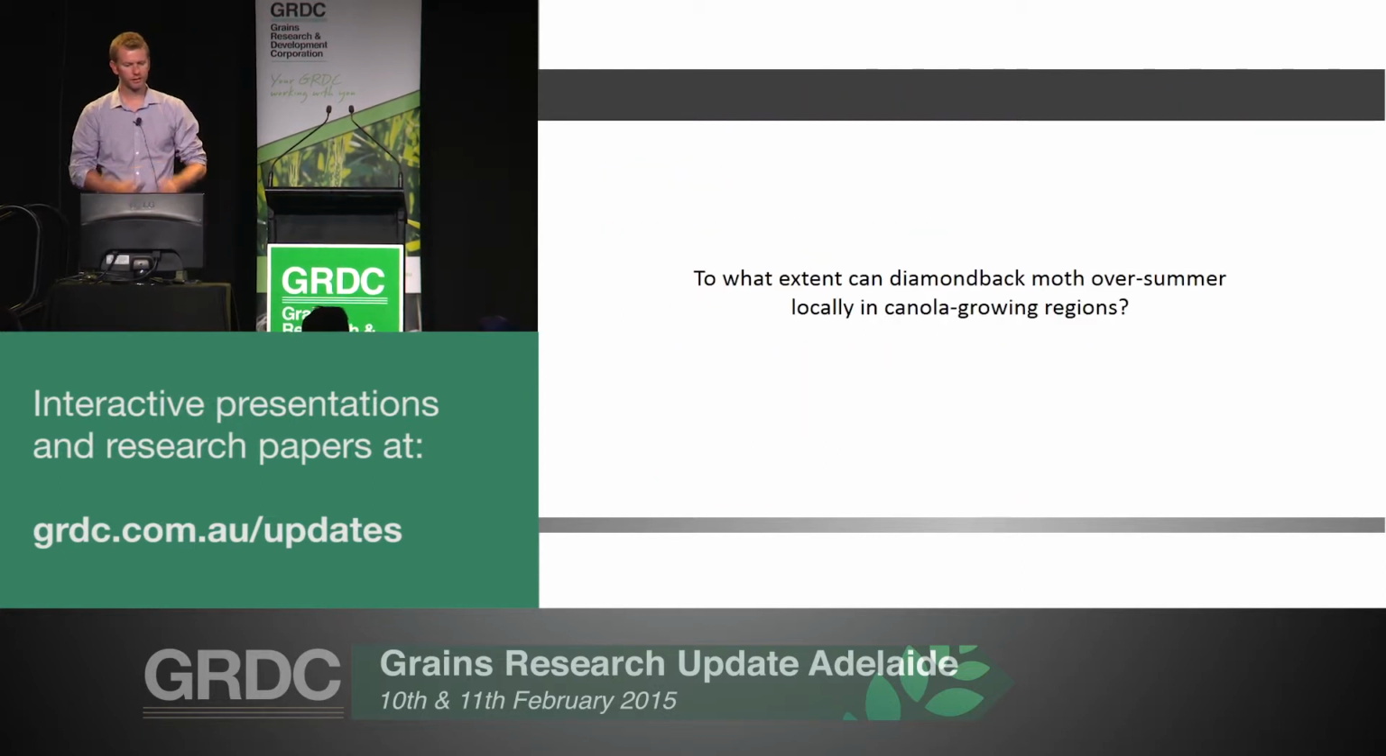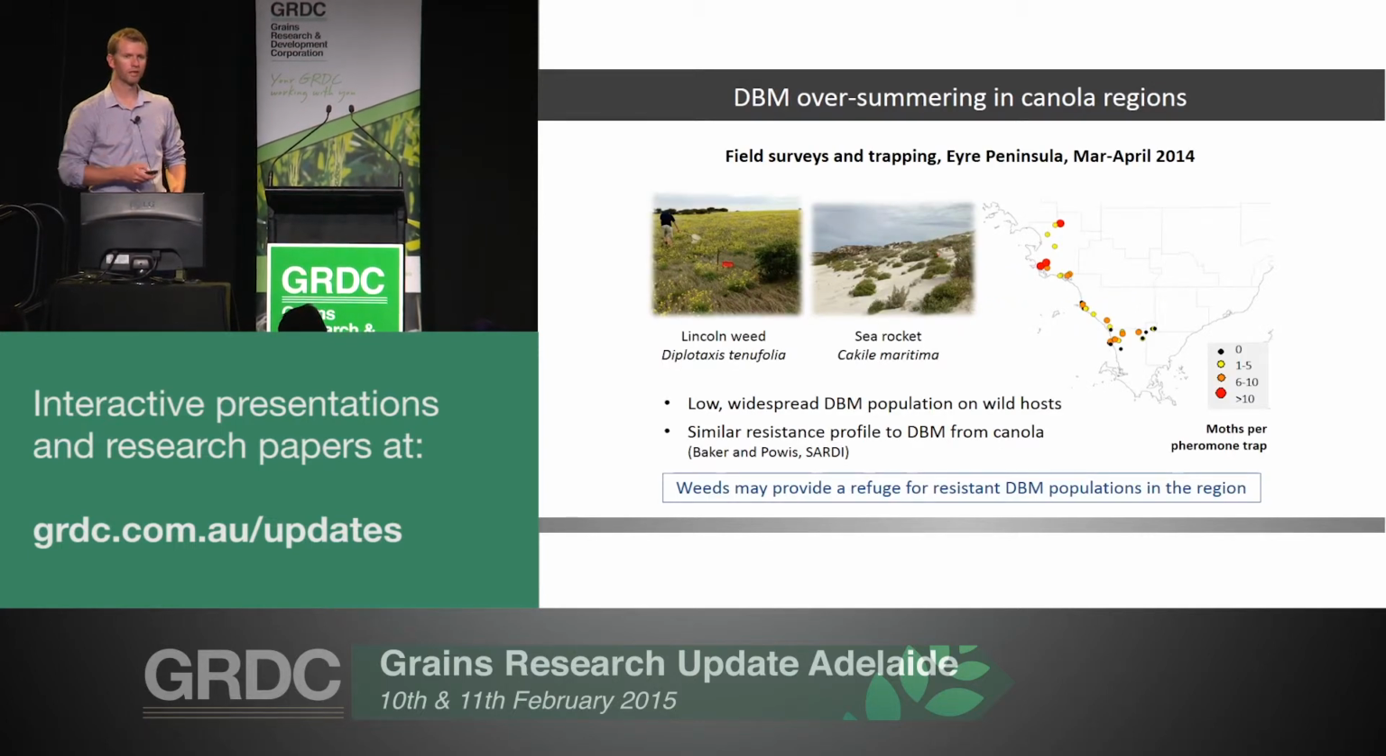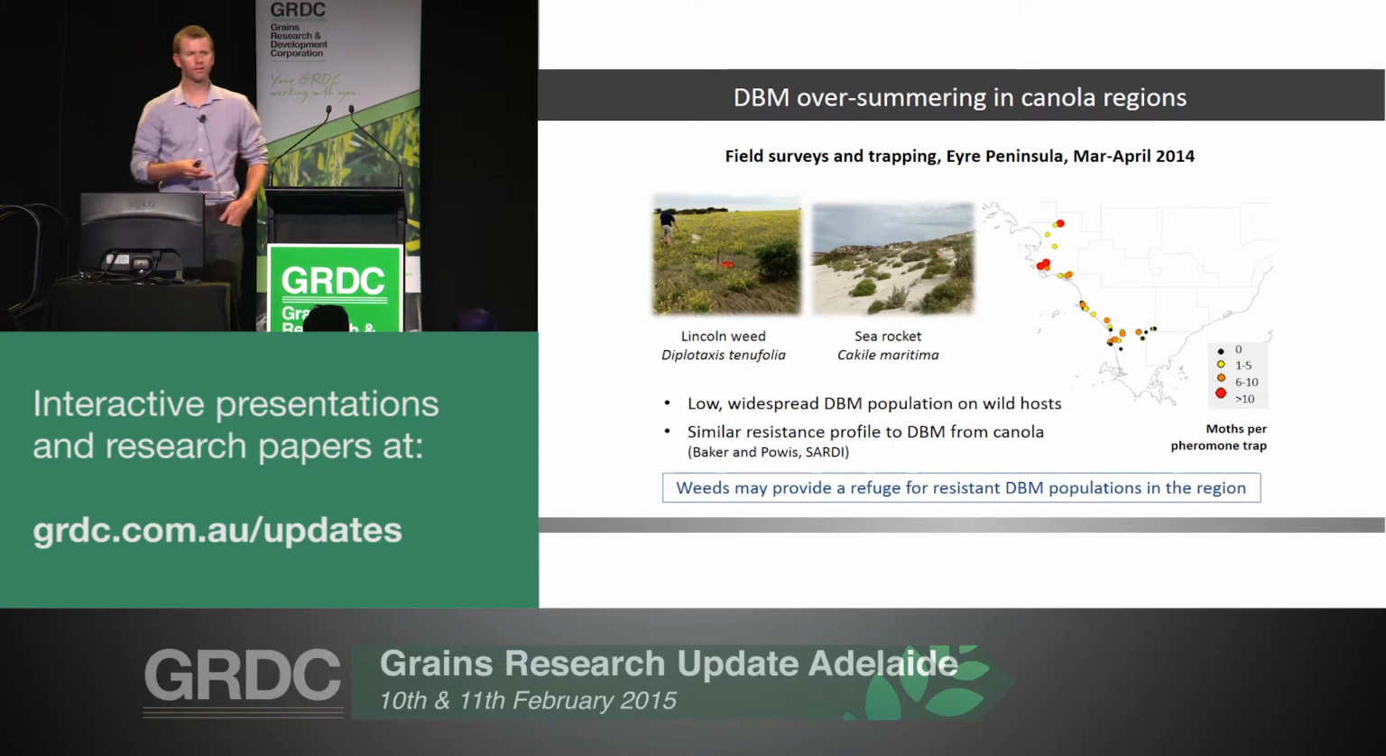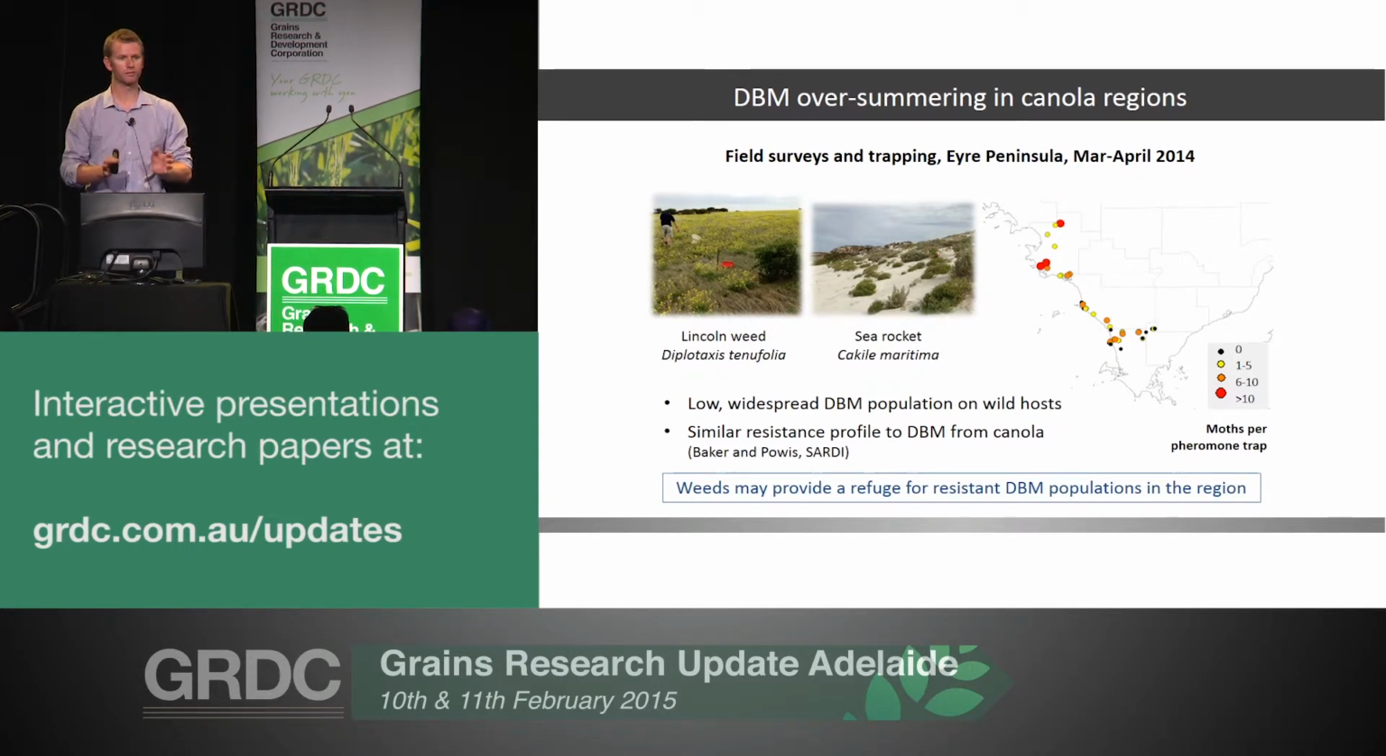So just a little bit of data. I mentioned I did some over-summering surveys last March and April, which is actually autumn, if you think about it. I focused mainly on Western Eyre Peninsula because that is often where DBM problems arise first and are often most severe. And what I found was that Lincoln weed had a vast distribution right up that west coast. It was nice and flush in March. But another plant, sea rocket, which is a coastal succulent plant that grows along the sand dunes, you would never pick it as a brassica if you didn't know, but that also harboured quite a lot of diamondback moth.